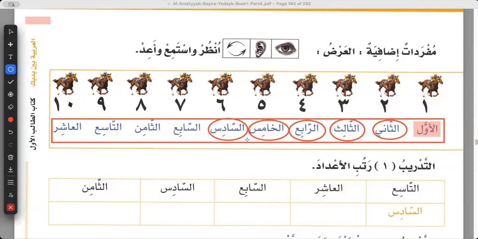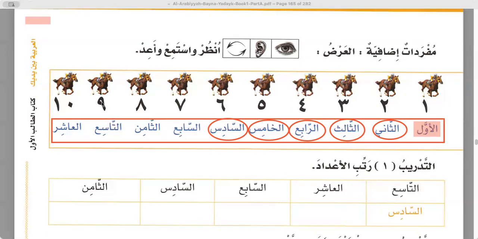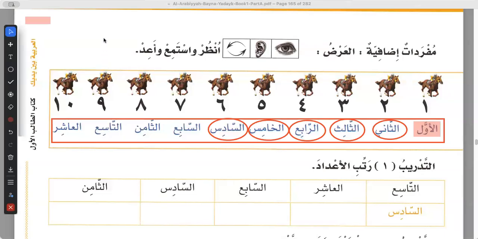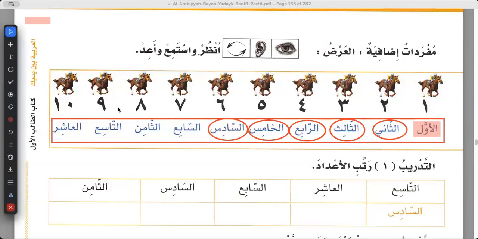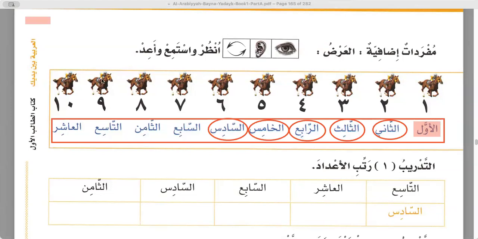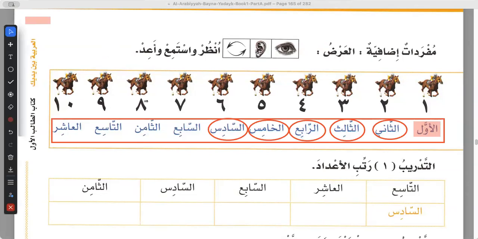Sitta. Sitta is Sittatu. So what is the masculine? No, without ta marbuta. Sittu, barakallahu fik. All nouns end with Dhamma, except where it is impossible to place that Dhamma.